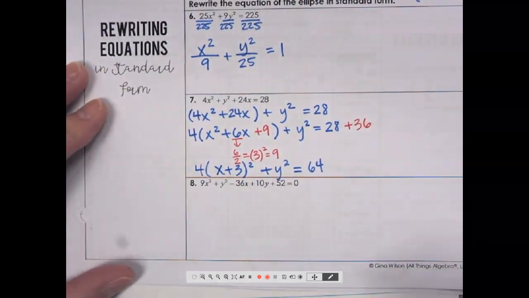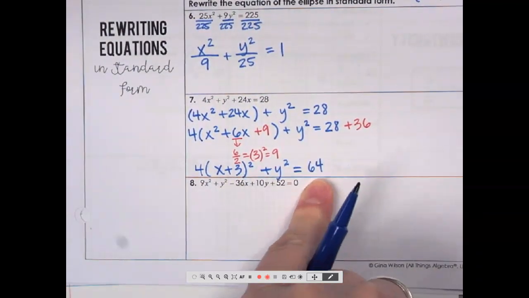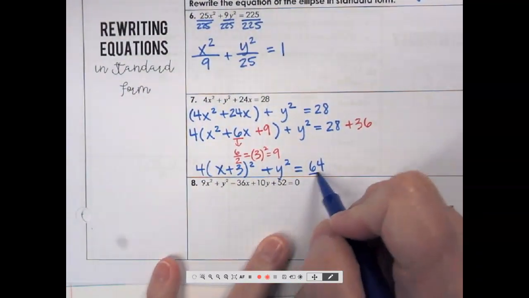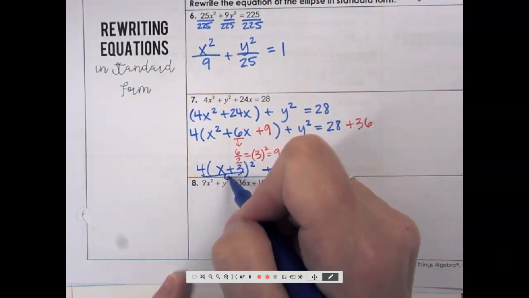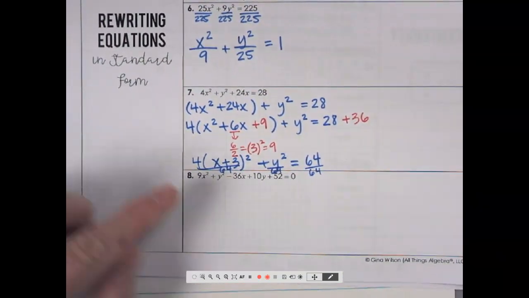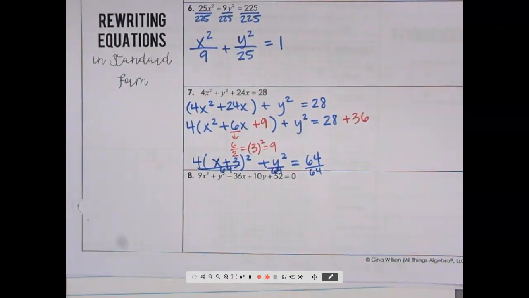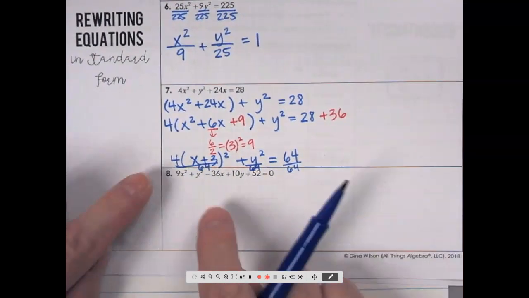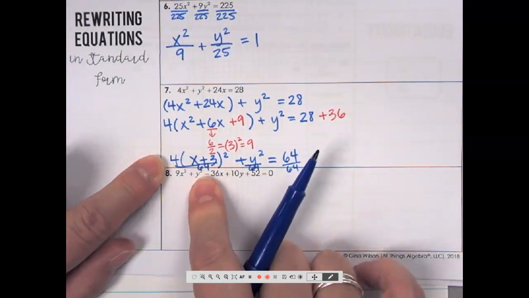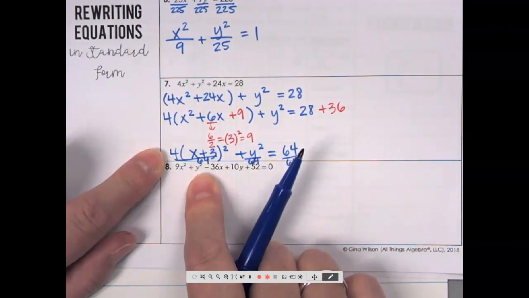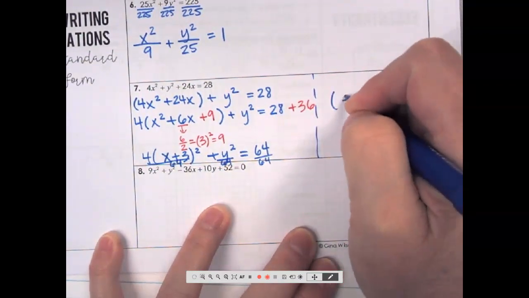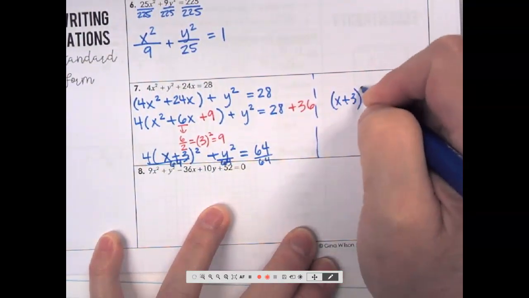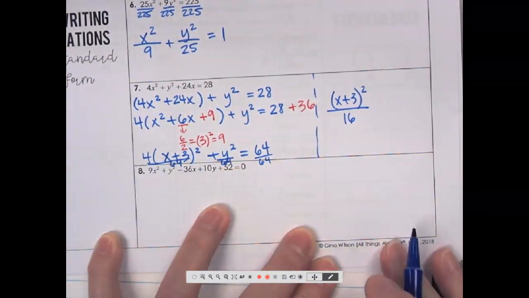Okay, one more step. I don't want a 64 over there, I want a 1. So I'm going to divide everything by 64. Okay, 4 over 64 reduces to what? 1 over 8. 1 over, ooh, be careful. 1 over 16. So I'm going to have x plus 3, oops, got to put that x in there, over 16.